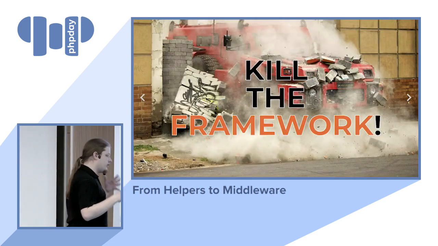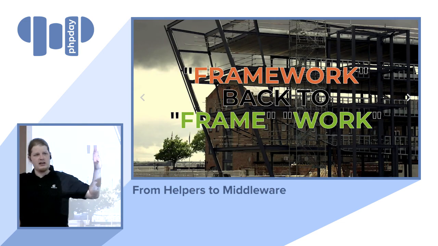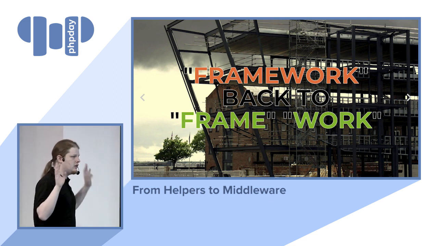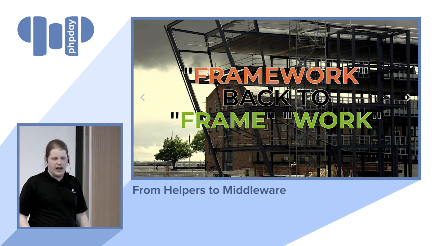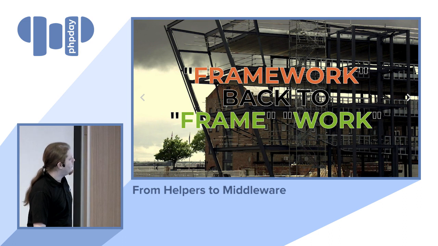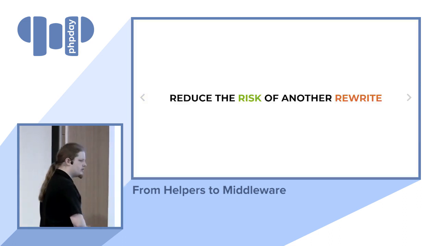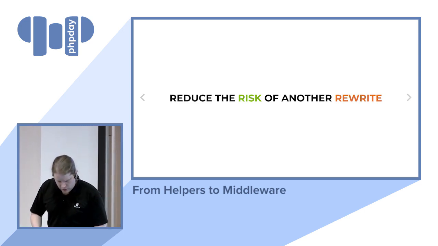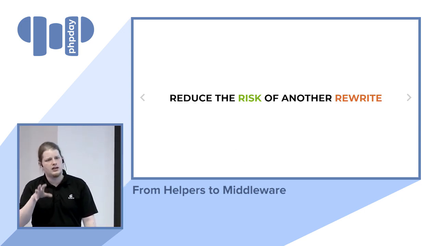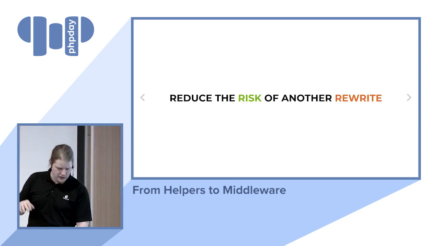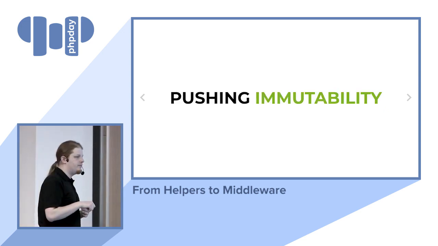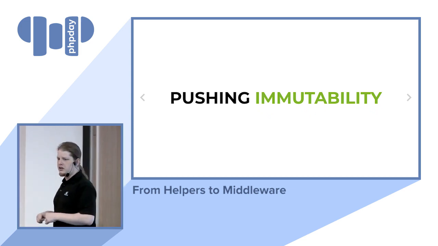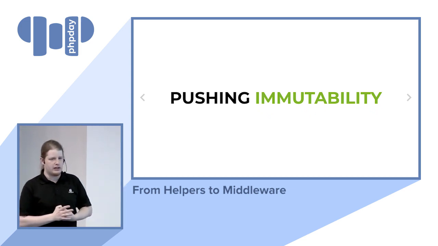So the framework goes back to framework. It's inside the walls. You don't see it. You can even replace it. It's not really in the center of the action anymore. So you reduce this risk of rewriting, and there's a few nice ideas that were pushed in this kind of age of PHP. Immutability. The PHP engine is not designed for immutability, but our brain is not designed for mutability.